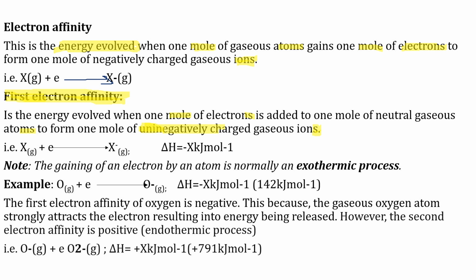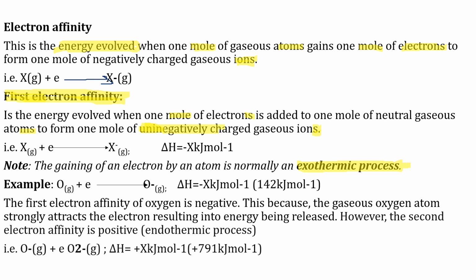So first electron affinity is the energy evolved when 1 mole of electrons is added to 1 mole of neutral gaseous atoms to form 1 mole of negatively charged gaseous ions. Note that the gaining of an electron by an atom is entirely an exothermic process. So we don't want to see anything like energy change in your definition. Electron affinity is always the energy evolved.